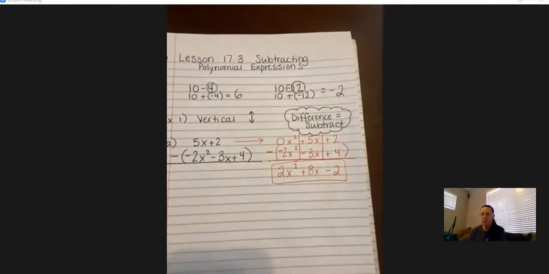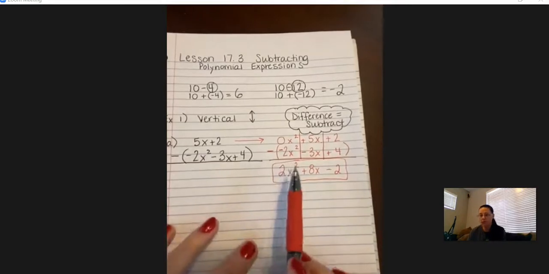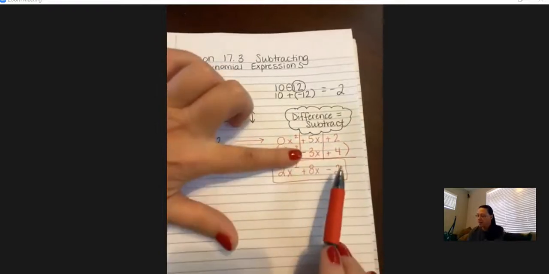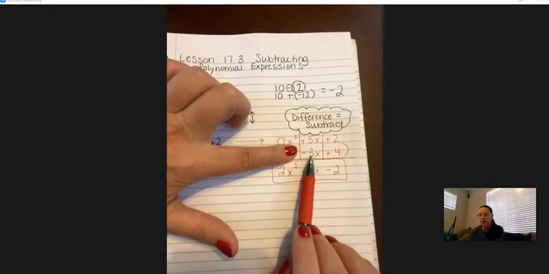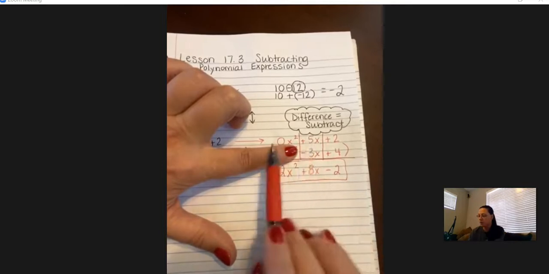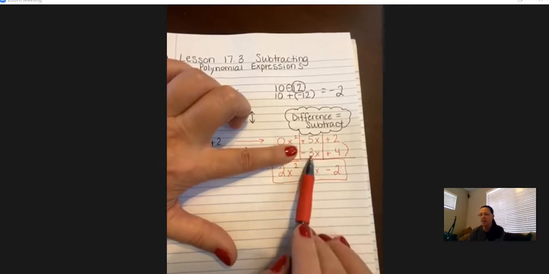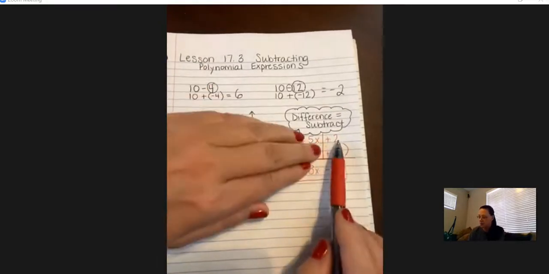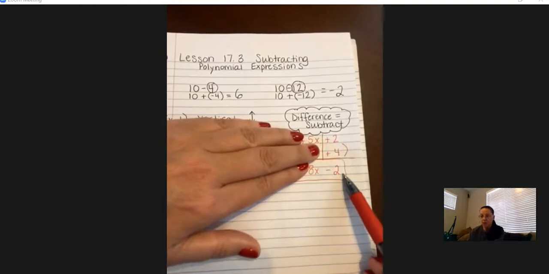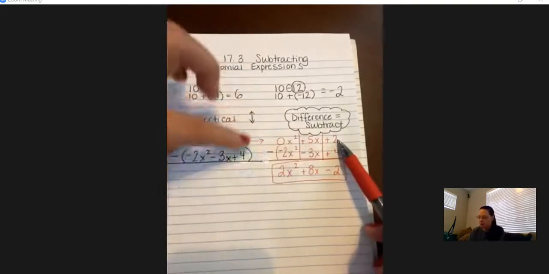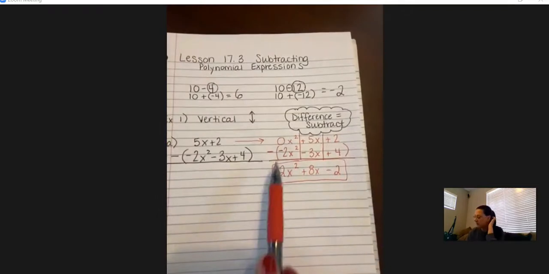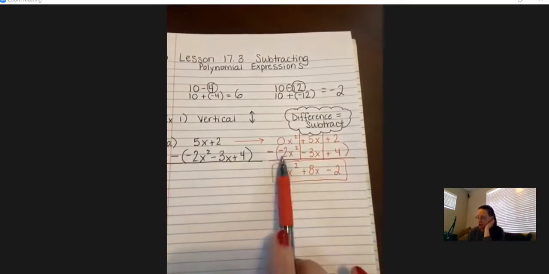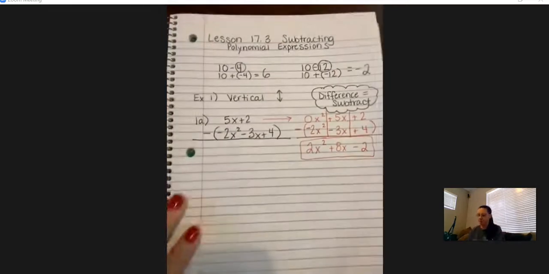The biggest issue on these questions, or the error I usually see, is people will subtract the first term, but then for the rest, they kind of just start going down. Like they'll do 5x take away 3x. Well, no, that would be if we were combining with addition, 5 plus negative 3. That's not what we're doing. We're subtracting, 5 minus negative 3. A lot of people also will do 2 plus 4 is 6. Again, that's not what we're doing. It's 2 minus the 4. So keep in mind when you're doing subtraction, you're subtracting every single term, not just the first term that you see. It's got to be all of them. Okay, let's try another one.